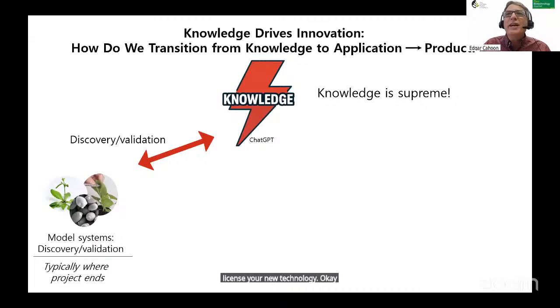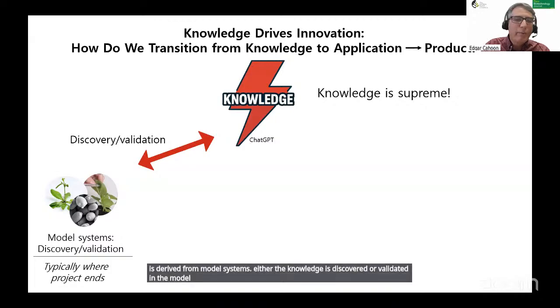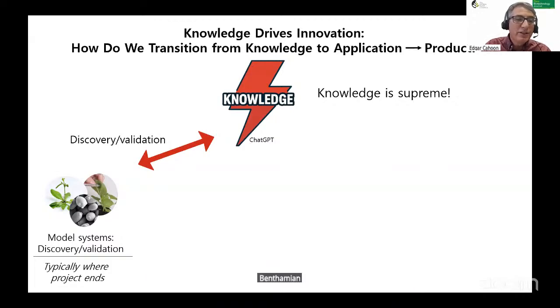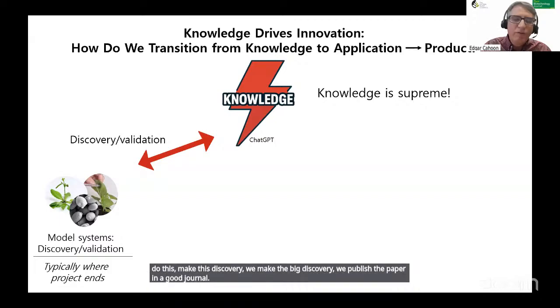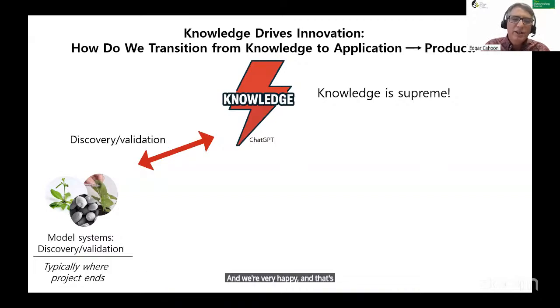Okay, and so when we think about innovation, the most important thing is gaining knowledge. And as I say here, knowledge is supreme. Before we can have impact, we have to know things and the basic functionings of plants. And so typically knowledge is derived from model systems. Either the knowledge is discovered or validated in the model systems, might be Arabidopsis, Benthamiana, or microbial systems. Typically we make the big discovery, we publish the paper in a good journal, and we're very happy. And that's typically where the project ends.